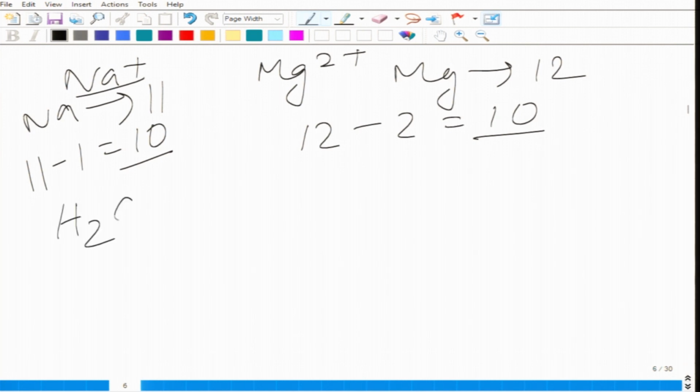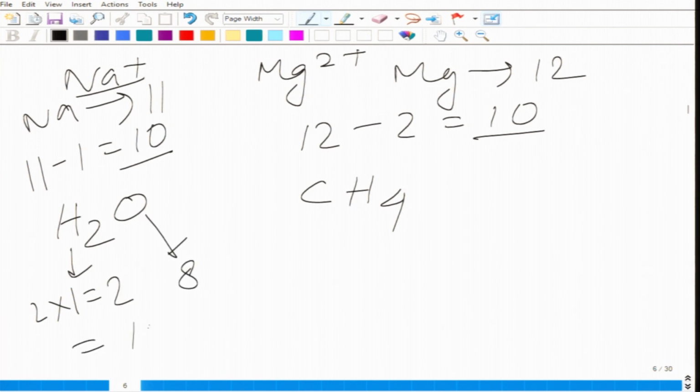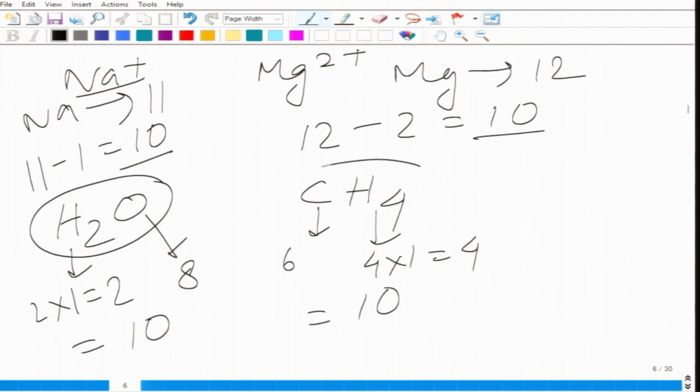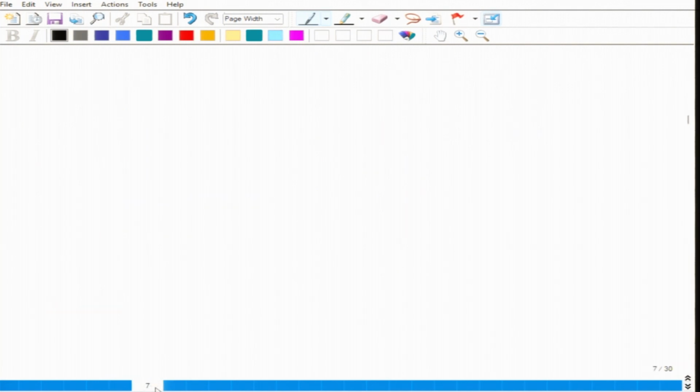Some molecules can also have the same number of electrons, like H2O, that is water, and methane, CH4. Here hydrogen has 1 into 2, so 2 electrons for the 2 hydrogen atoms, and oxygen has 8 electrons, therefore 10 electrons. For methane, carbon has 6 electrons and 4 hydrogens have 4 electrons, therefore 10 electrons. So water and methane are isoelectronic species. Next, the discussion that was left was isosters.